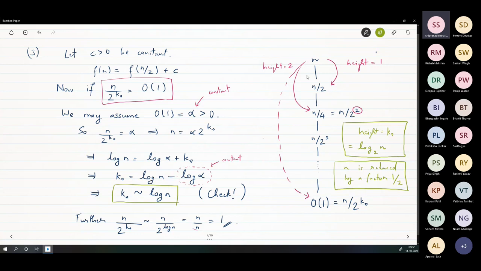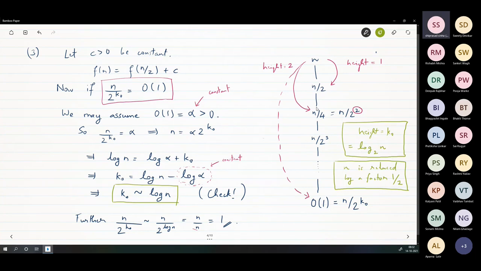It means at every step you are dividing by 2. You are reducing in this tree. You start with n, then n is reducing to n by 2. N by 2 is reducing to half of n by 2, which is n by 4. N by 4 is reducing to half of n by 4, which is n by 8, n by 2 cube, and so on. So at every step, the parameter that you start with, n, you keep reducing by a factor of 1 by 2.